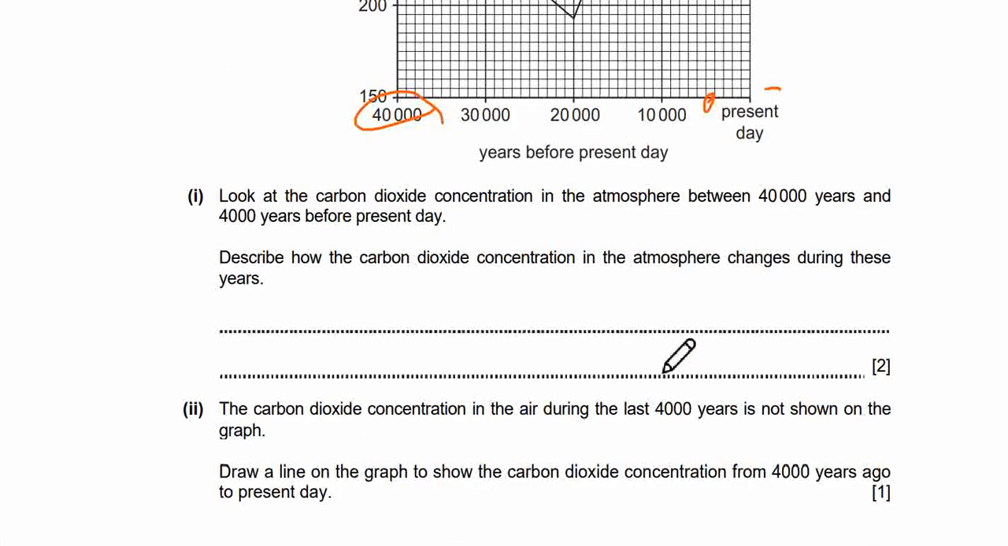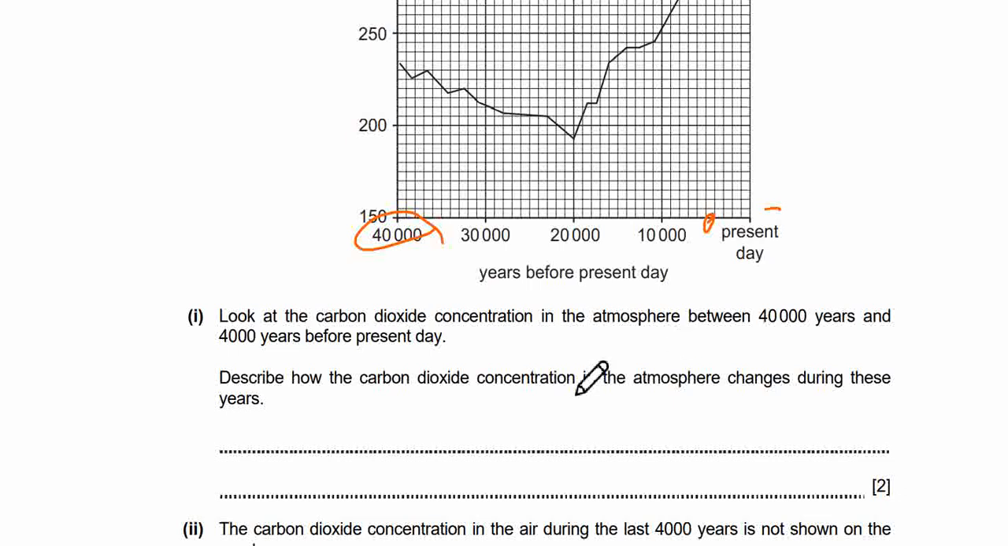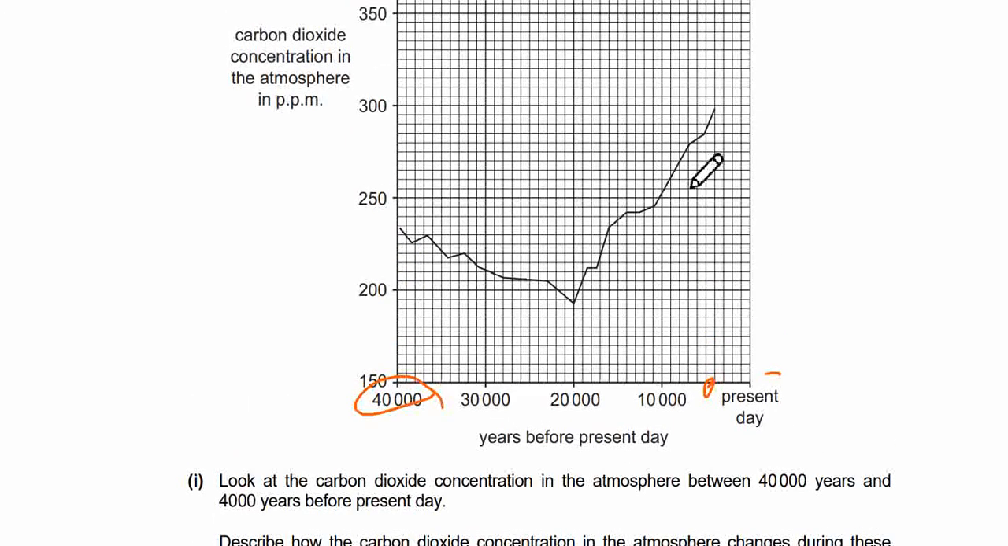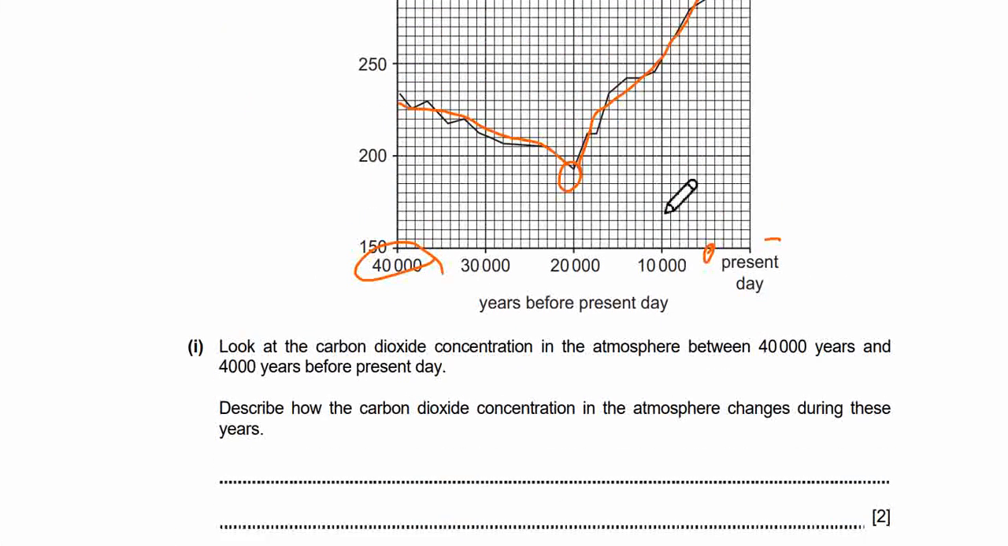Next. Describe how the carbon dioxide concentration in the atmosphere changes during these years. So we see that from here it declined to a minimum peak and then rose again at a higher rate. The carbon dioxide concentration increases at a higher rate. Okay, so let's type down the answer for that.